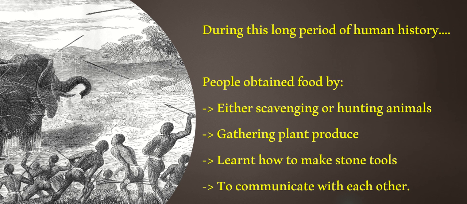Here you can see during this long period of human history, we started obtaining food by scavenging or hunting of animals. Very clearly, we understood this, and from childhood onwards we have a minimum idea of what is meant by hunting, how they used to get food in the initial days. Second, we had one more option to get food, that is gathering from plant produce. And including that, we also started practicing making stone tools.